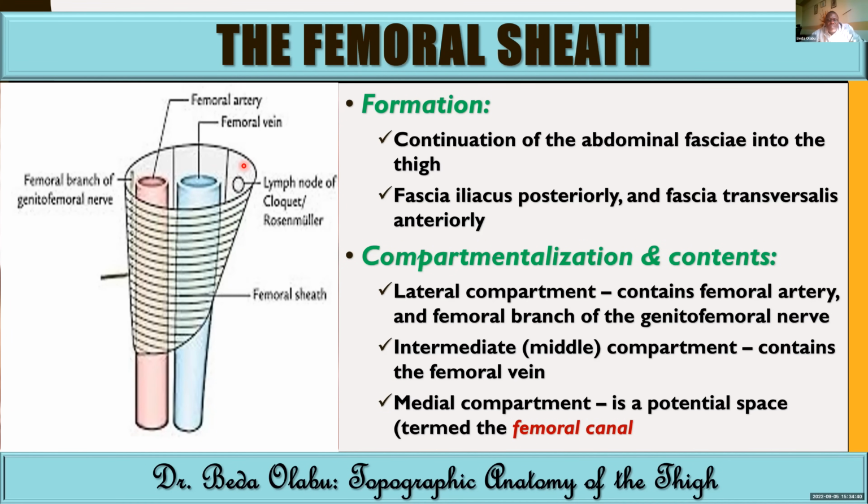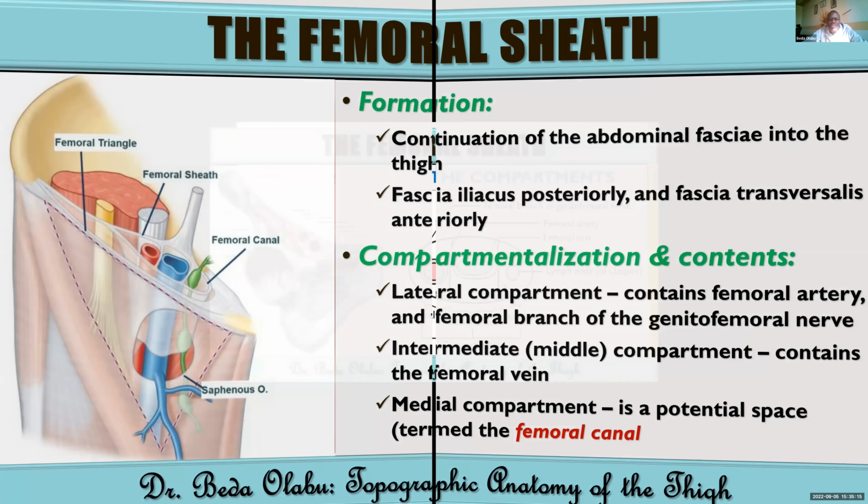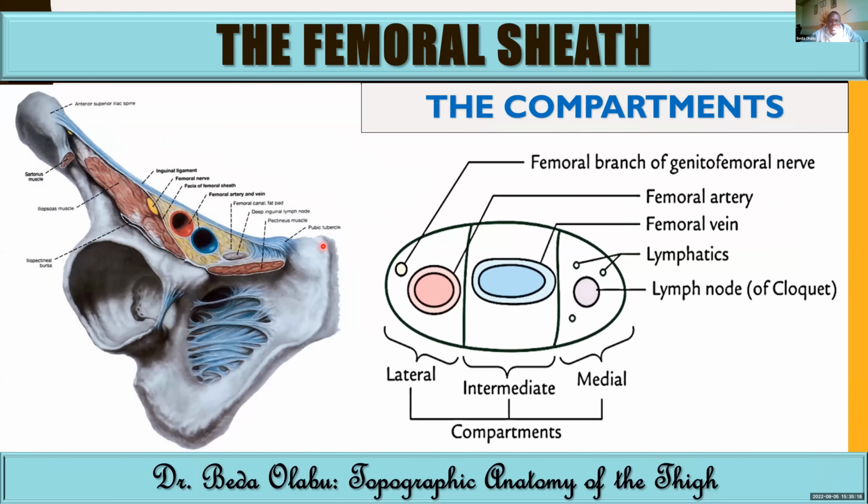This potential space is the one we call the femoral canal. Remember, it's a potential space, just contains loose connective tissue. Well, apart from loose connective tissue, we may also have some lymph nodes within the femoral canal. The lymph nodes found within the femoral canal are specifically part of the deep inguinal lymph nodes, also known as the lymph node of Cloquet. So that is the femoral canal, the potential space on the middle aspect of the femoral sheath. Let's say something more about that in this particular section.